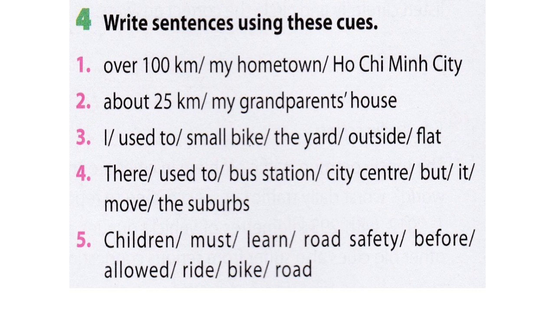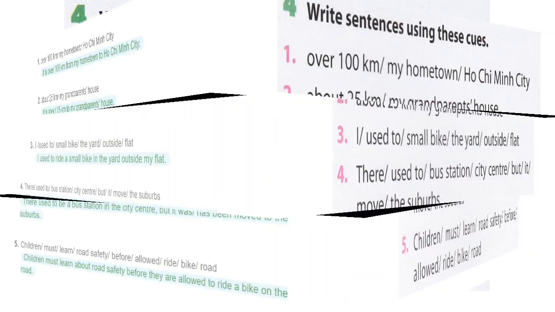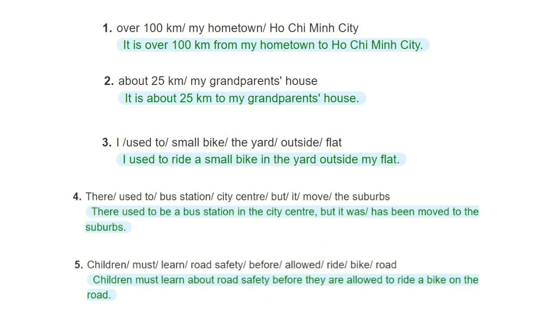In task 4, we are learning how to write sentences using these cues. Now we have 5 sentences. Let's do it in 3 minutes. Now let's check it out. Number 1. It is over 100 kilometers from my hometown to Ho Chi Minh City. Number 2. It is about 25 kilometers to my grandparents' house.